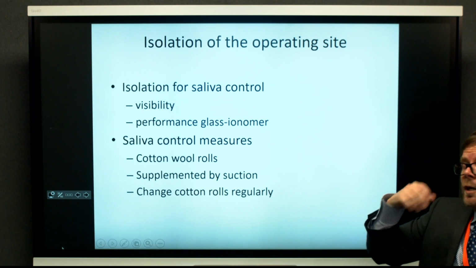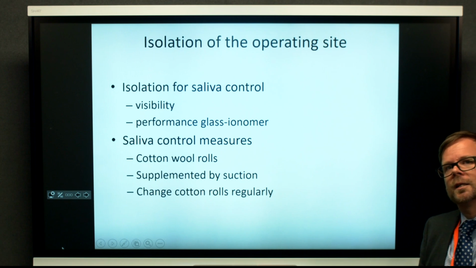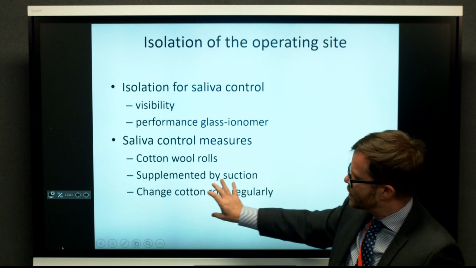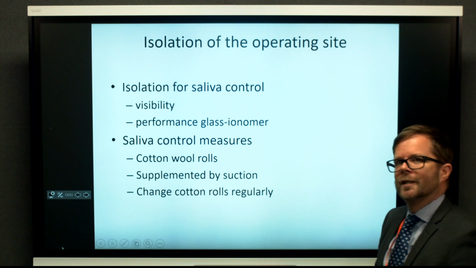Okay, so use cotton rolls. If you have suction, so if you're in a clinical situation, you can use suction. If you're not in a clinical situation, you will need to change the cotton rolls regularly, and fortunately they're quite cheap.